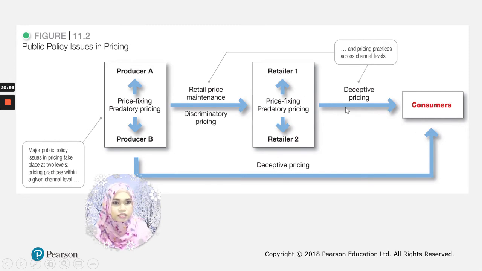Next is deceptive pricing. Deceptive pricing is when you mislead the customers. Basically, you try to manipulate customers with your price. For example, you advertise that this particular product is as low as 10 ringgit. You can get one unit of iPhone, for example, for 10 ringgit. Of course, it's hard to believe, isn't it? But yes, we do sell that at 10 ringgit. But there is a catch there. So that is deceptive pricing.